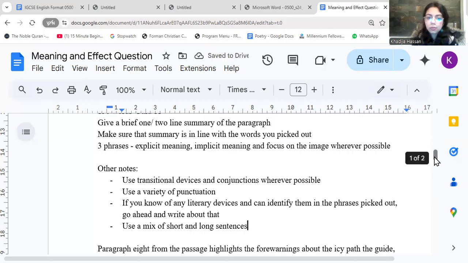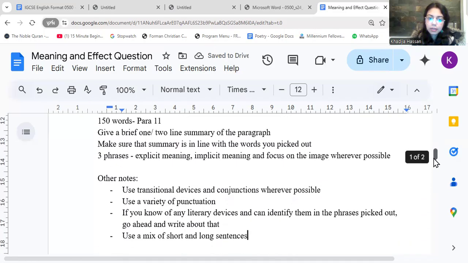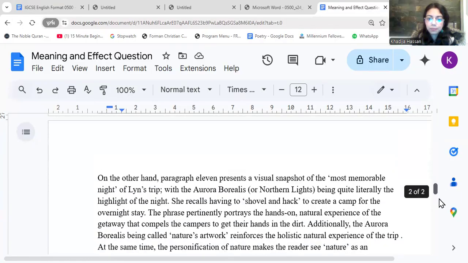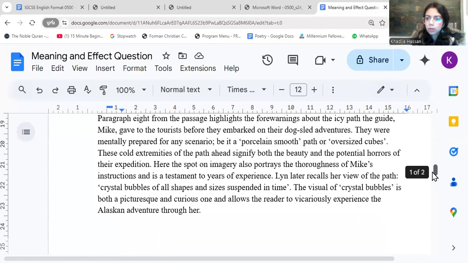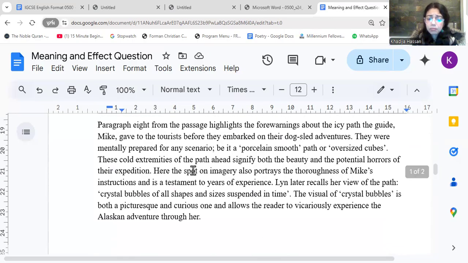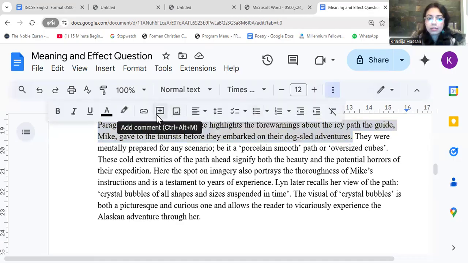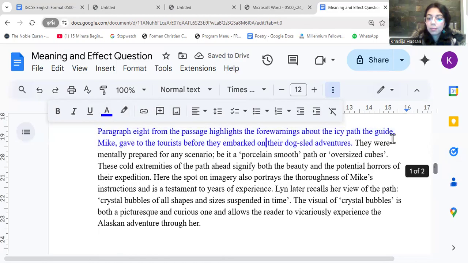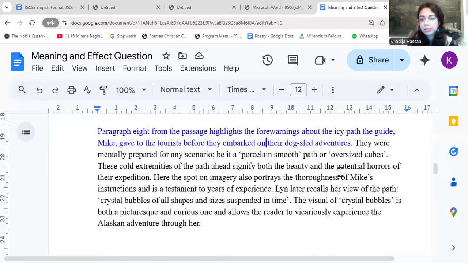Right, so that being said, these are just overall notes on what the structure is supposed to be like. Let's take a look at the sample answer now. So the answer came to, I believe, 274 words. That's a good word count. So let's start. Paragraph 8 from the passage highlights the 4 warnings about the icy path the guide, Mike, gave to the tourists before they embarked on their dog sled adventure, right? So this is a one-line summary of paragraph 8 in line with the phrases that we picked out, because again, I've highlighted the fact that he is warning them about the icy path, right? The phrases are all about the icy path.